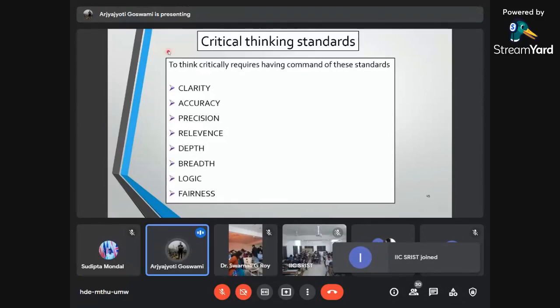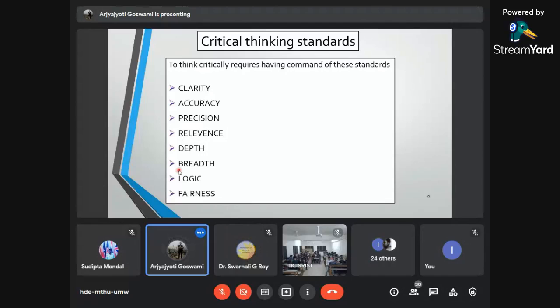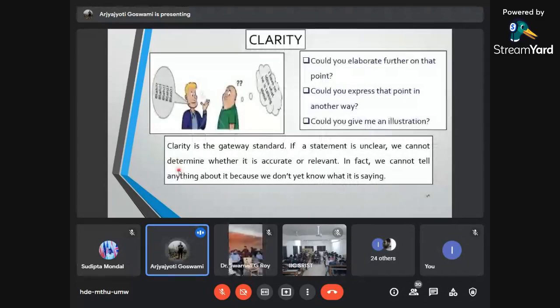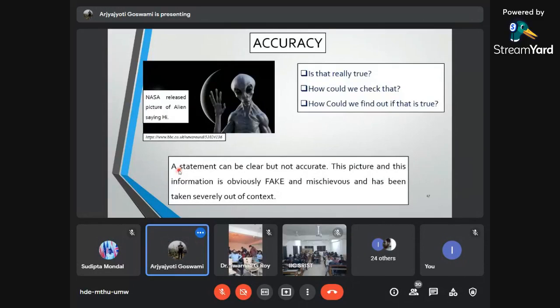Okay. So critical thinking, these are the standards of critical thinking. I will tell you about it one by one. So for example, if anyone is giving you information, the information should be clear, right? If the information is not clear, you should not bother about that, right? Similarly, the solution which you are giving to a particular problem, it should be very, very clear. Okay. Second thing is accuracy. Just because something is clearly written does not mean this is accurate.